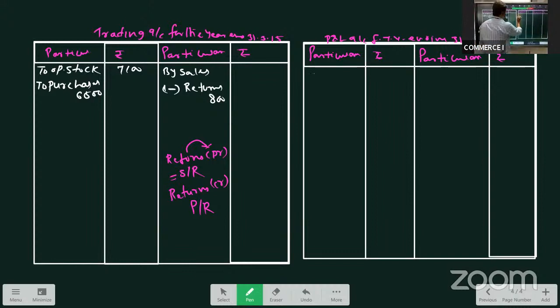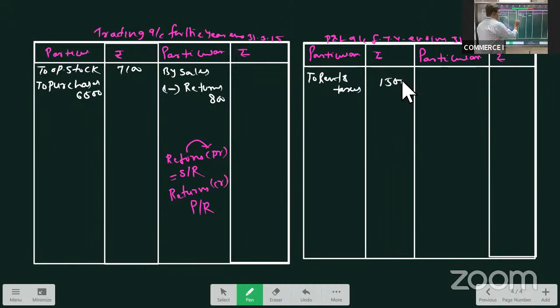Then rent and taxes. Rent and taxes is a P&L item. If it is factory rent, we will take it in trading account. If it is only rent, we'll take it in P&L account. Okay. Then debtors. Debtors are an asset. We'll keep it aside. We'll take it while preparing balance sheet.